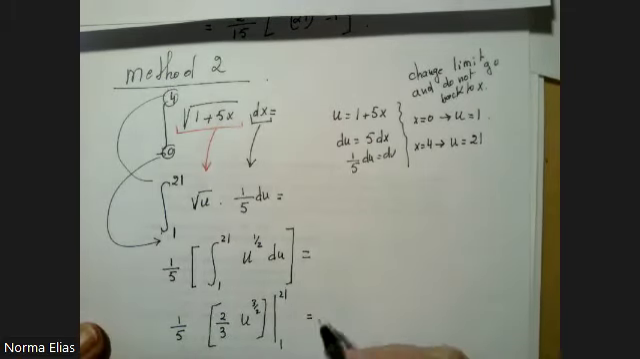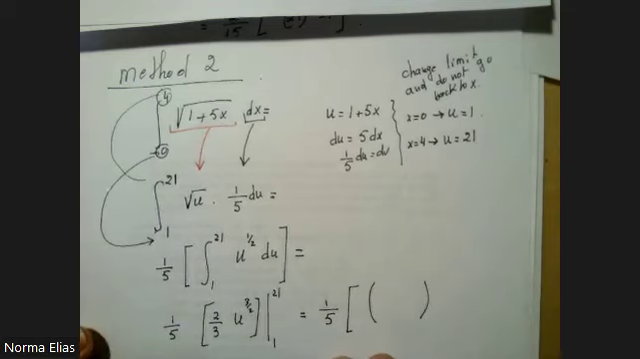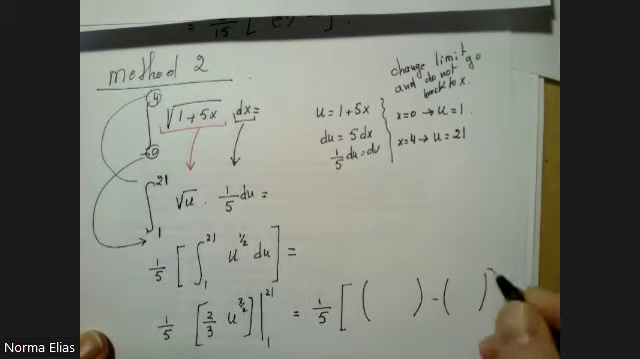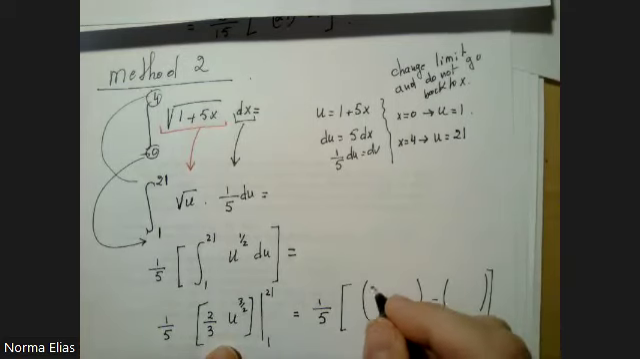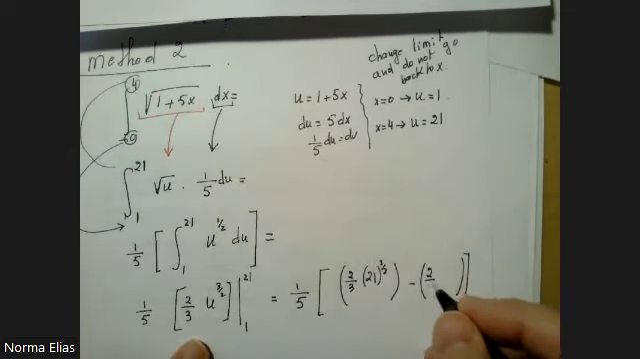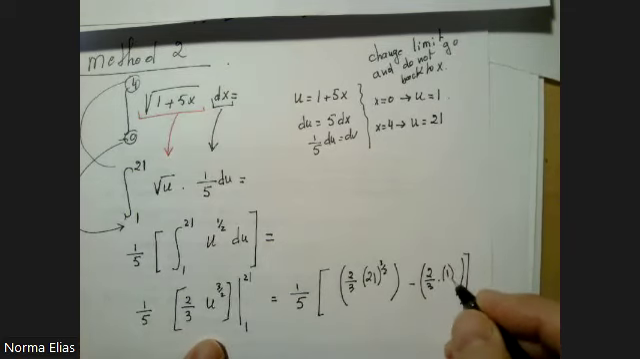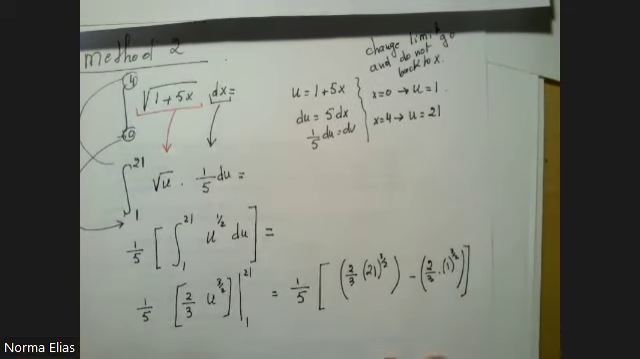So finally, this would give me 1 over 5 times the value at the upper minus the value at the lower. At the upper, I will have 2/3 times 21 to the 3/2. At the lower, I will have 2/3 times 1 to the 3/2. Now, of course, we will never leave 1 to the 3/2 because we know better than that. So finally, I will have 1 over 5 times 2/3, 21 to the 3/2 minus 2/3.